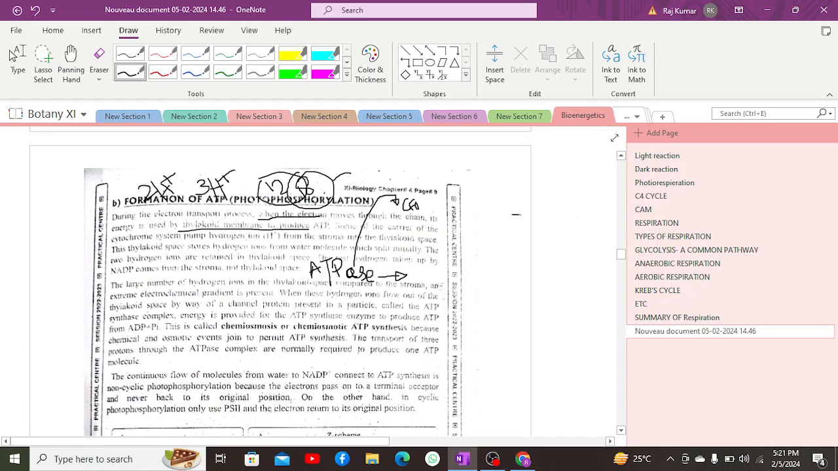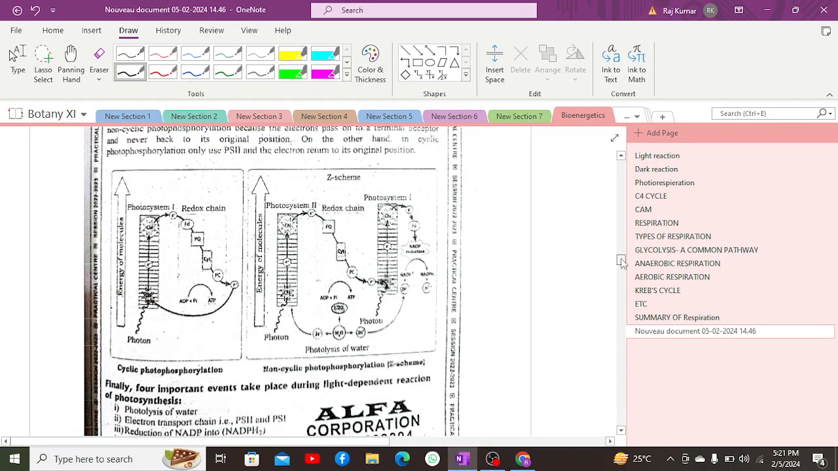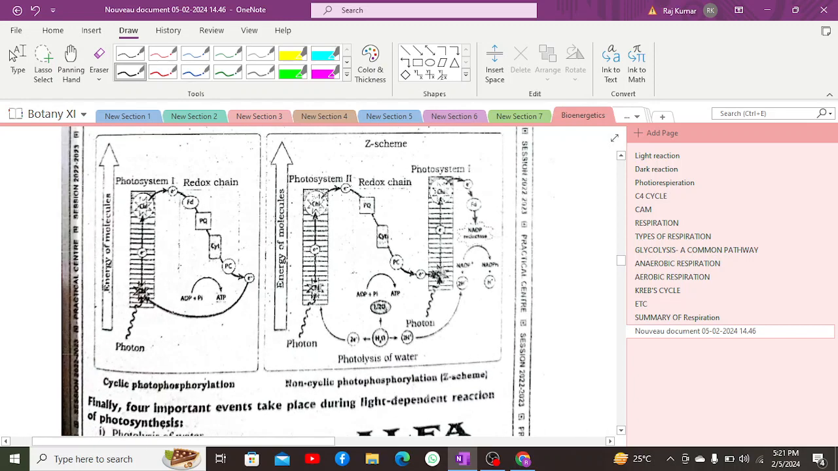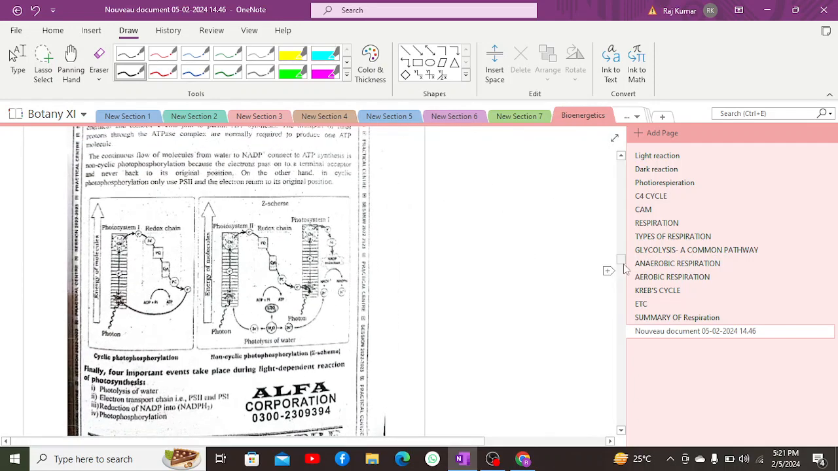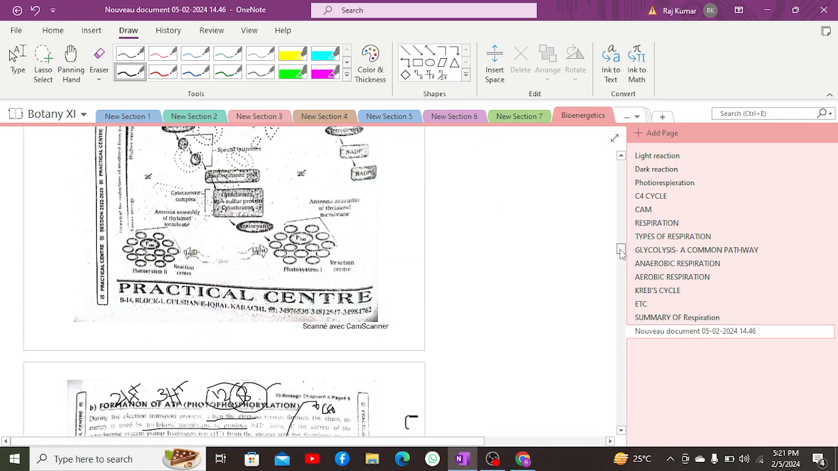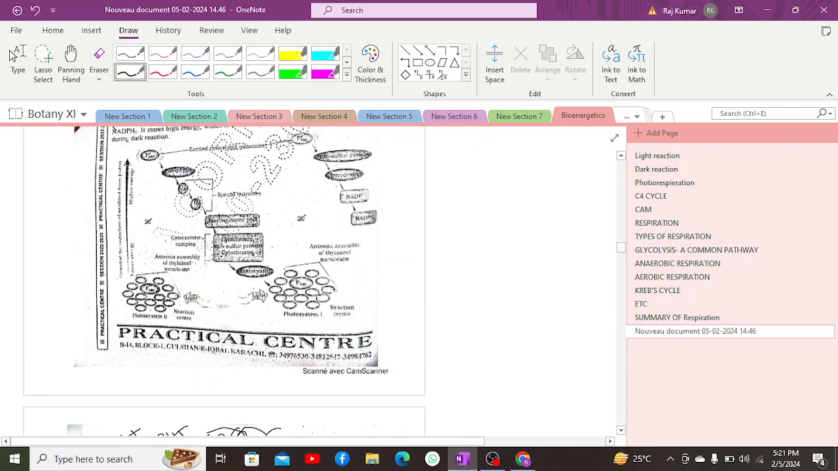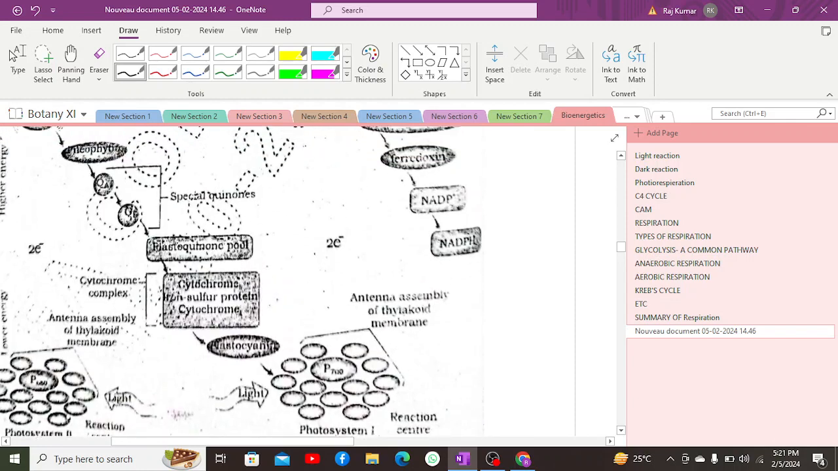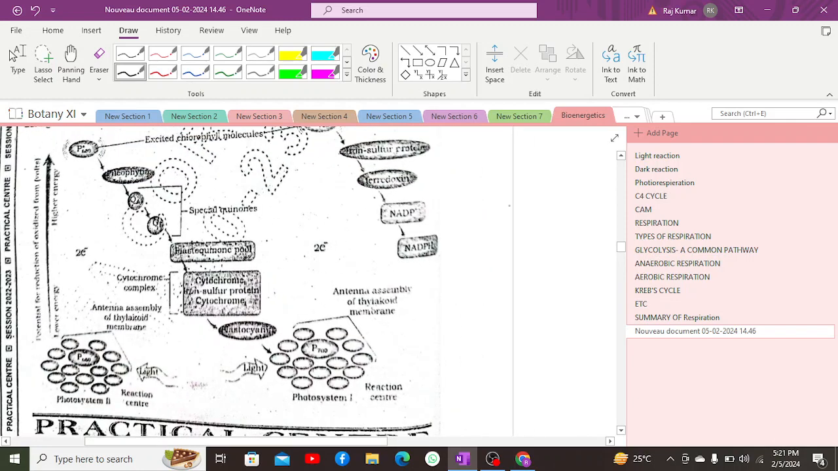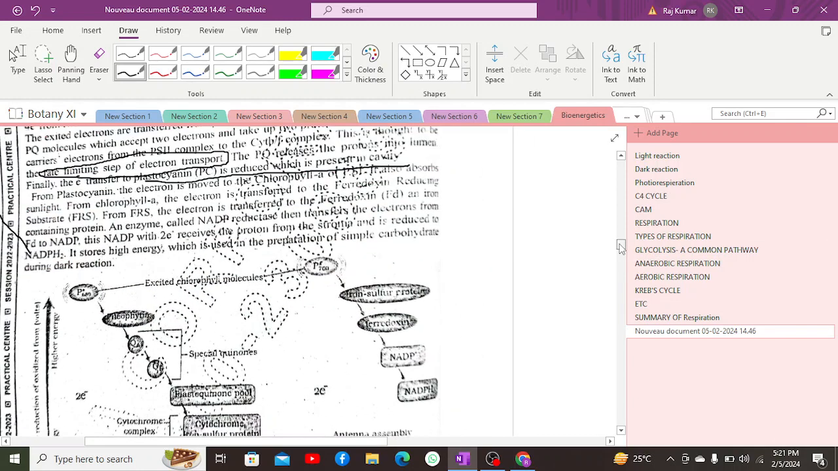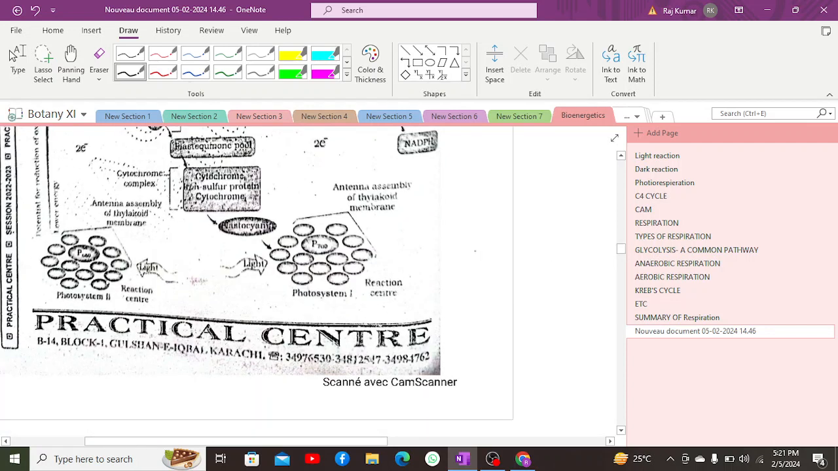CF naught, let me just try to draw it. Let me see if there's a diagram available. Yes, there's a diagram available. CF naught CF1 particles, it's not here, so I'm just going to draw it. So here, as you can see, the CF naught CF1 particles are there.